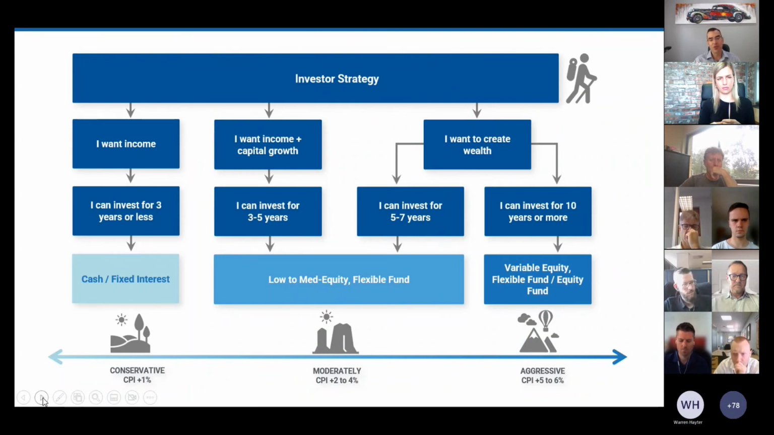Of course, as we move to the right of the investor timeline past the 3-year point, and we start introducing growth assets into clients' portfolios, it's a whole different experience with negative returns year to date.